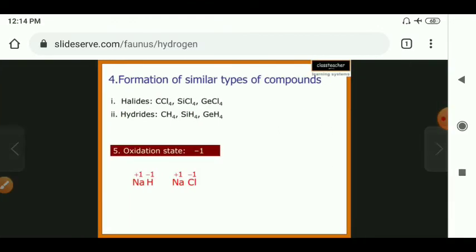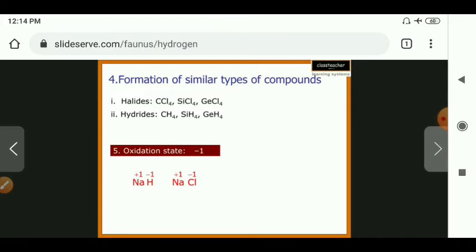For the fourth property, the formation of similar types of compounds. The halogens tend to form halides, the same way hydrogen tends to form hydrides. For example, carbon tetrachloride, silicon tetrachloride, germanium tetrachloride. Similarly with hydrogen: methane, silicon hydride and germanium hydride.